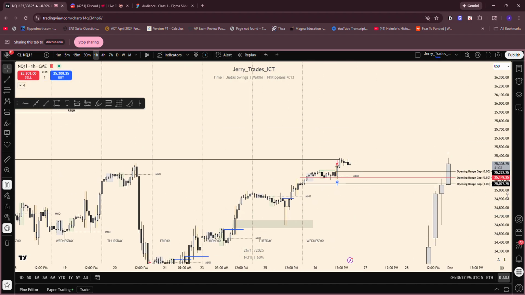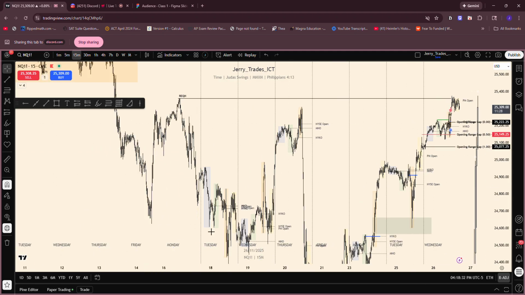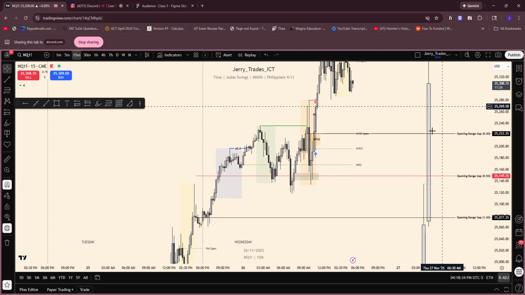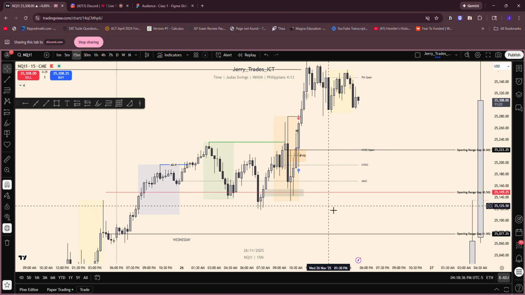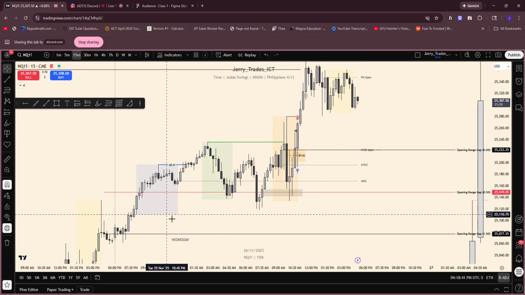And then if we zoom in on the 15-minute, right, this is how price is fractal. Inside this bigger 1 hour market maker buy model, we have a smaller 15-minute market maker buy model. So this one's a little more messy, and this kind of just shows how price is not going to be perfect.